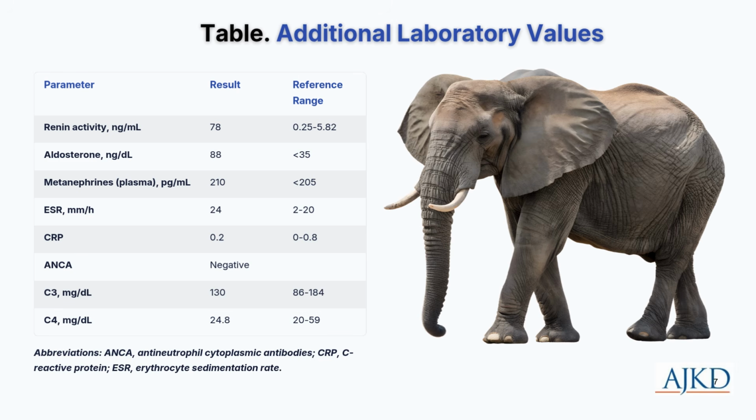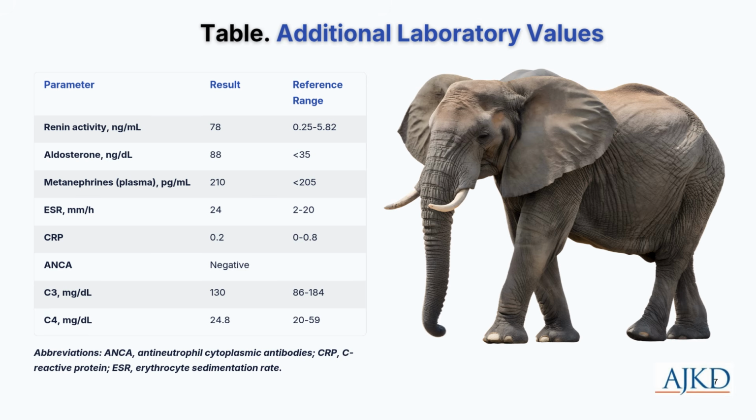Starting from the top, we have a renin activity of 78, which is massively elevated compared to the usual upper limit of about 5 to 6. Aldosterone is 88, also clearly above the expected range. When you pair that combination, very high renin and high aldosterone, it immediately pushes us towards secondary hyperaldosteronism as the key issue. Then the plasma metanephrines come in at 210, slightly above the cutoff value, not dramatically elevated, but enough to make you pause for a second.